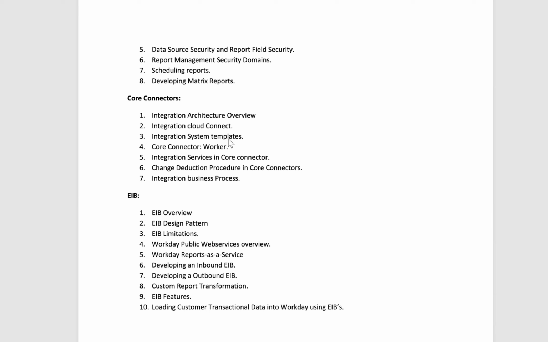So here, first we'll understand what is integration architecture overview, integration cloud connect, integration system templates, and core connector business object as a worker, integration services in core connector. It's not detection, sorry for the typo, it's change detection procedure in core connectors. So the system has to automatically stop or include certain transactions based on your configuration. And how to configure integration business processes to trigger the integrations into the SFTP or any other destination folders. So after that, we'll also discuss EIB.